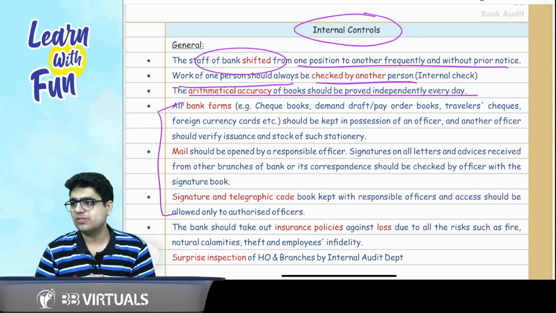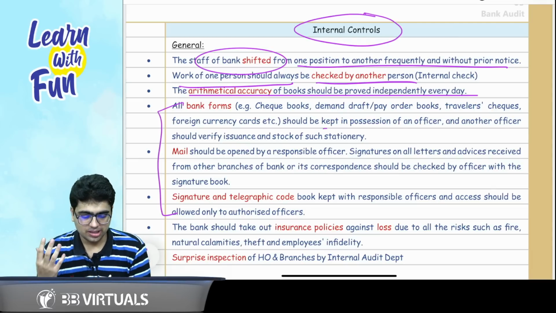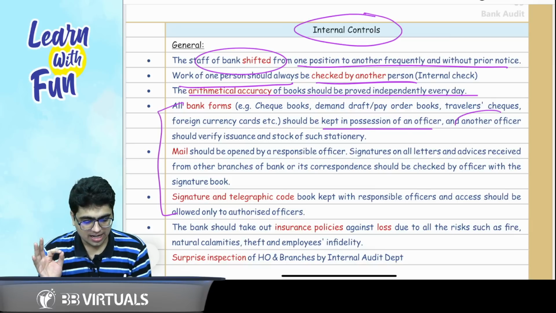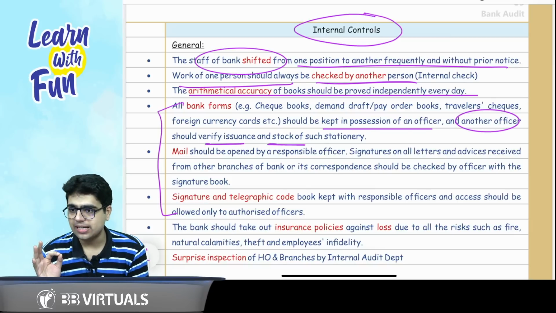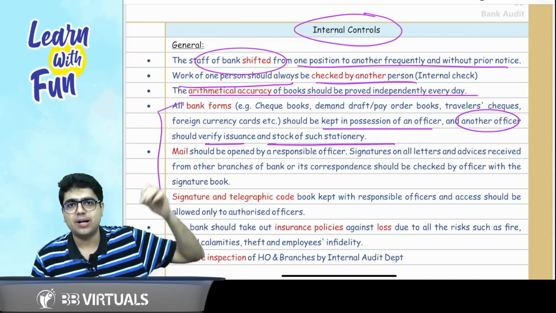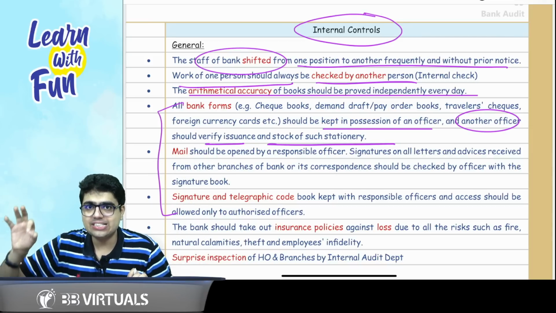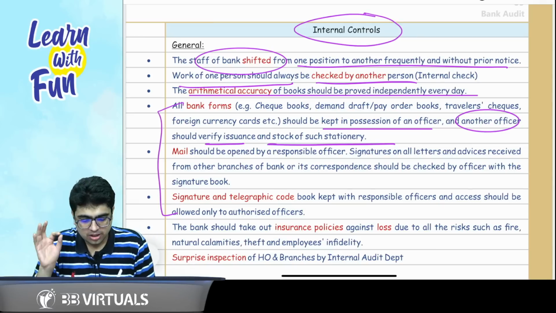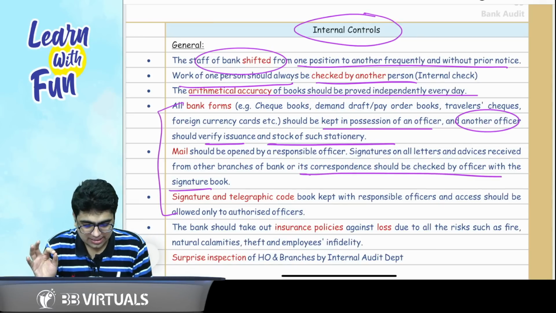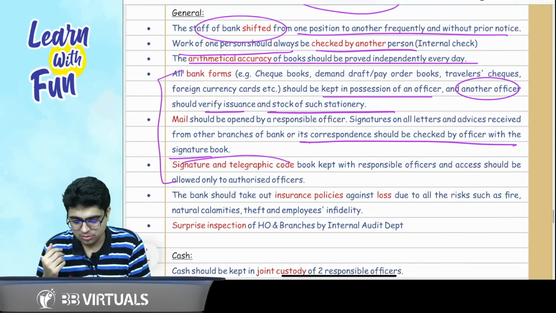Sir, what is the point of stationery? All the bank forms, that is the demand draft, pay order books, traveler checks, etc., should be in the position of one officer, and another officer should verify the issuance and stock of such stationery. Similarly, if you get any mails or any demand drafts from outside, they should be opened by a responsible officer, and the signature on those demand drafts should be checked with the signature book by the officer having access to the signature book. Now, sir, who should have access to the signature book?